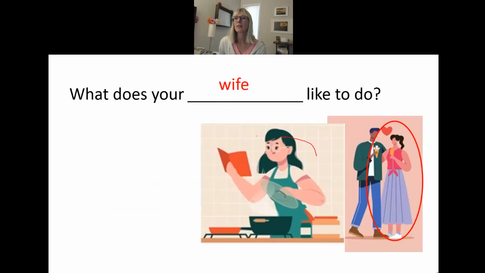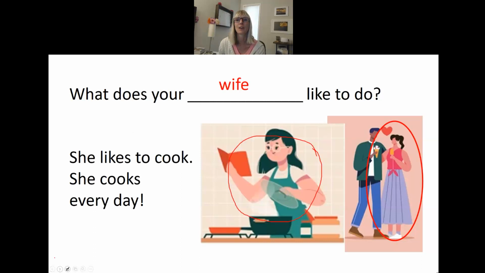What does your wife like to do? Look at this picture. What does your wife like to do? She likes to cook. She likes to cook. She cooks every day.